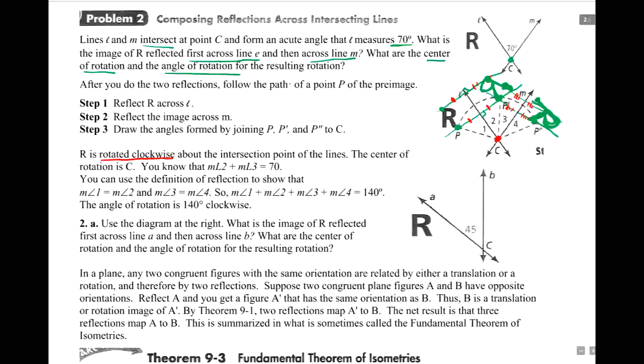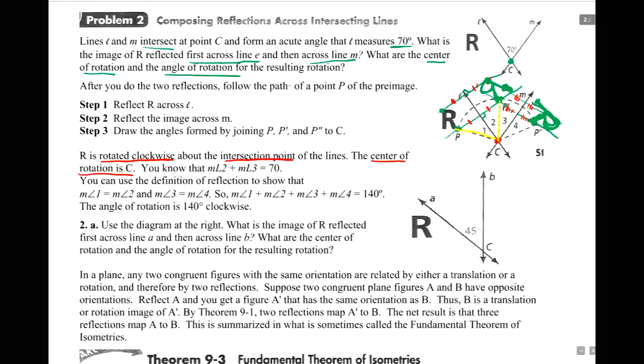We rotated clockwise about the intersection point. Therefore, our center of rotation is point C, and this is kind of fun here. We know if we were doing a rotation, we would measure this distance and this distance, right? As we rotate around, we would make these two congruent. These distances are congruent here.